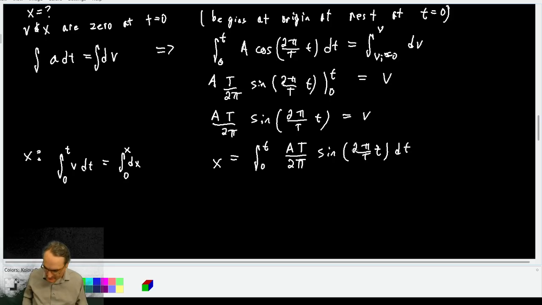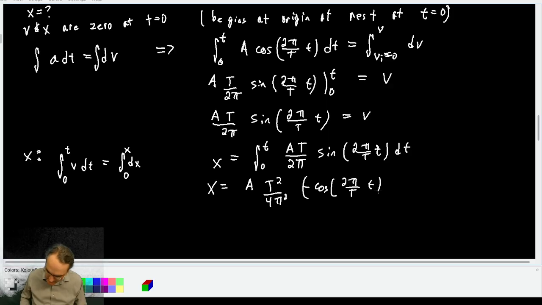All right, quick u substitution again. We'll pick up another period over 2 pi, so a period squared over 4 pi squared. Derivative of sine is cosine, derivative of cosine is minus sine, and you get the opposites when you're going backwards. So integrating cosine gives sine, but integrating sine gives minus cosine. It'll be minus cosine of 2 pi over the period times the time, and we'll have to evaluate between 0 and t. So a period squared over 4 pi squared.